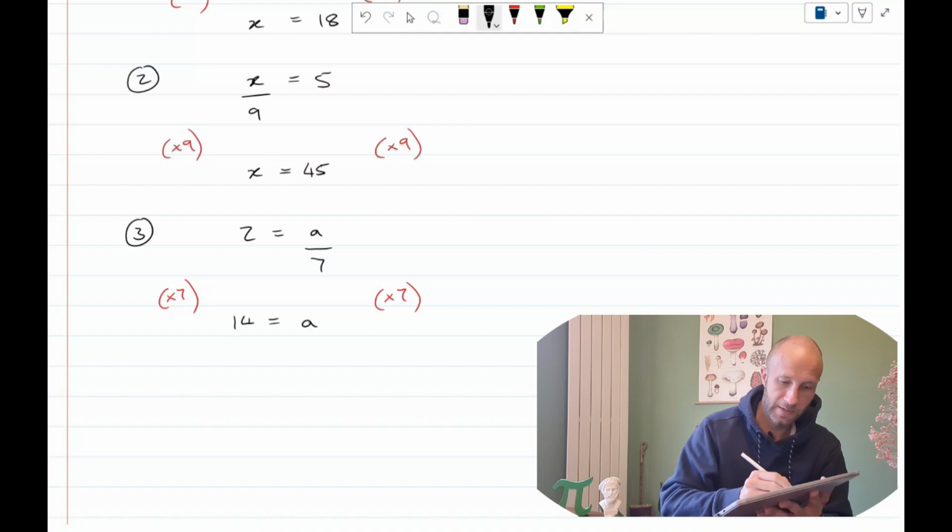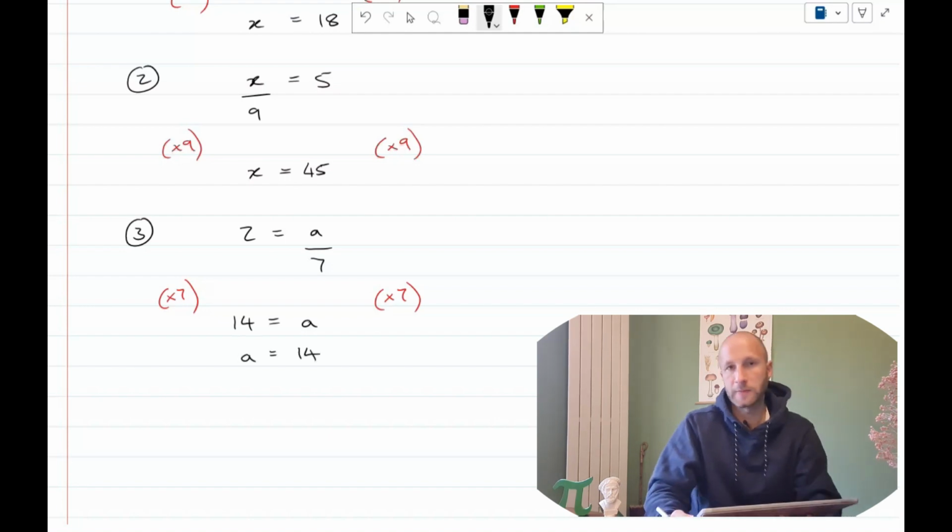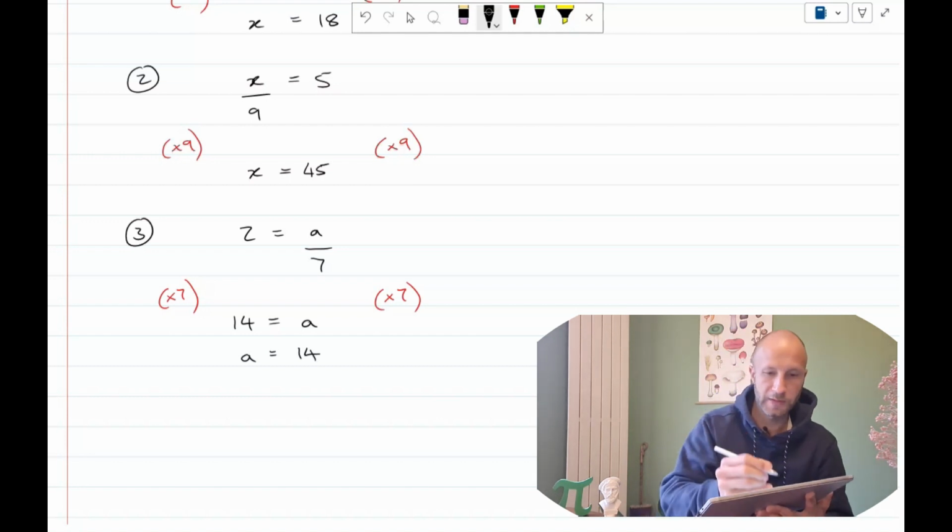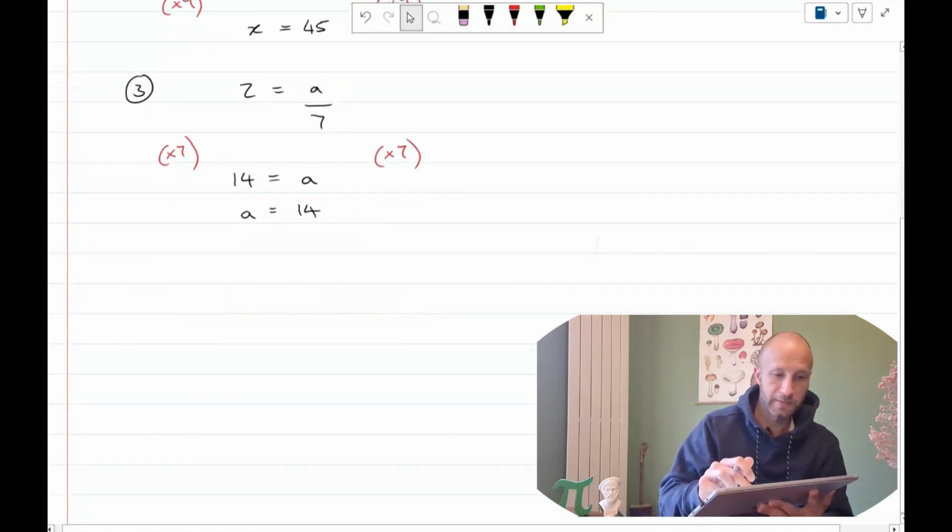2 times 7 is 14. And then we want to know what a is. We don't want to know what 14 is. We already know what 14 is. So we always write the a first. A equals 14.